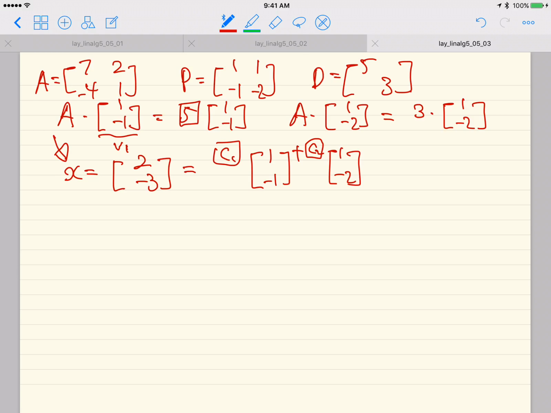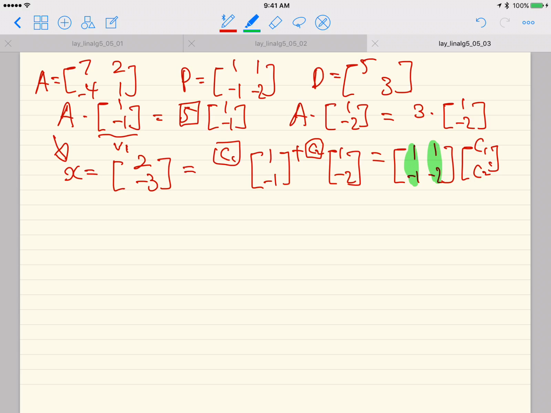Because those columns are linearly independent, right? And they are actually. So let's form the matrix equation: 1, minus 1, and 1, minus 2, and C1 and C2. Okay, so we have to basically solve this linear system. At least in this example, we can see that they are linearly independent, right?